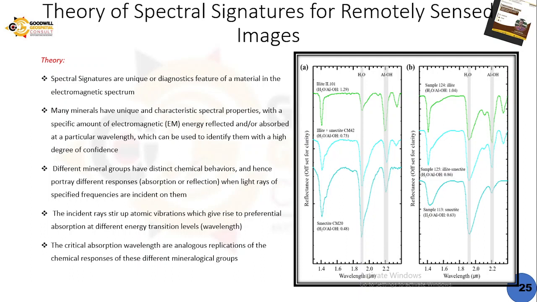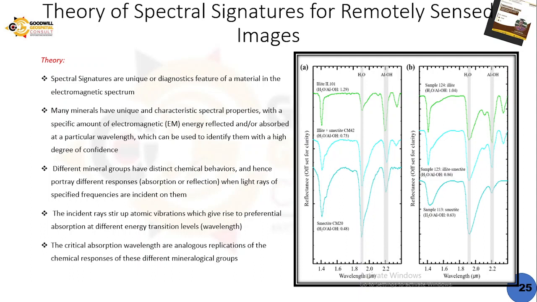The theory of spectral signatures for remotely sensed images. Now, what do we mean by spectral signatures? Spectral signatures are unique or diagnostic features of a material in the electromagnetic spectrum. Just as we discussed earlier, our eyes can see some materials because our eyes operate within certain wavelengths of electromagnetic radiation. So our eyes are only keen to these materials because that's the wavelength of operation of our eyes.